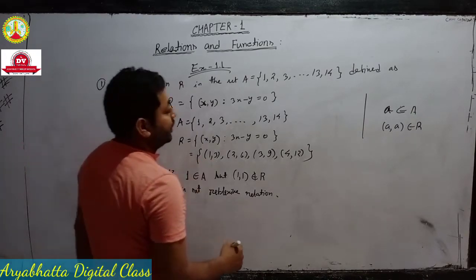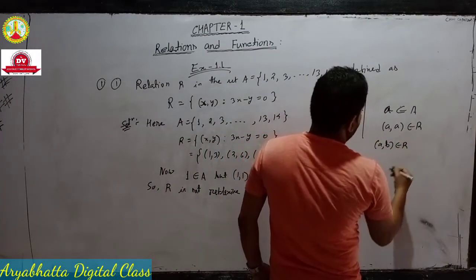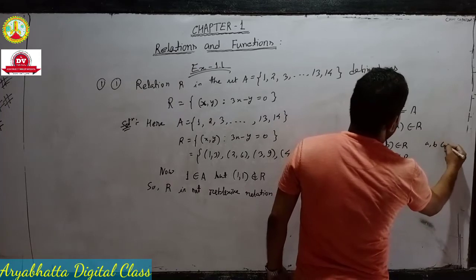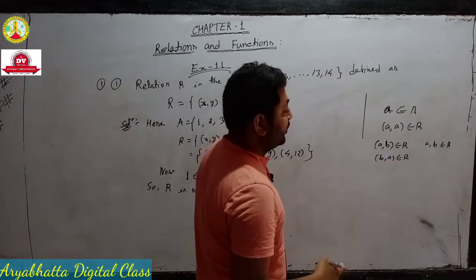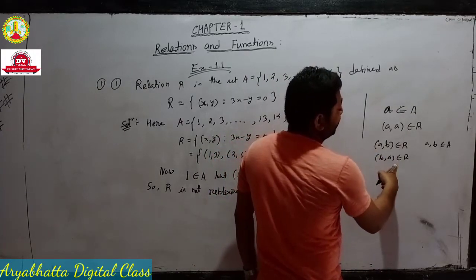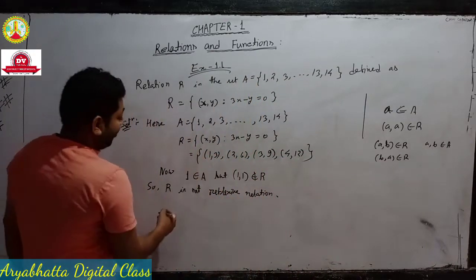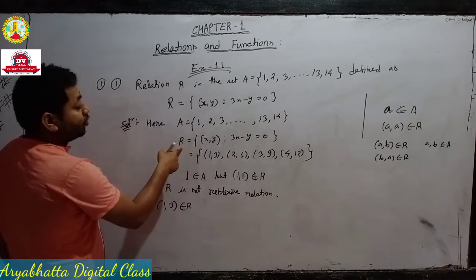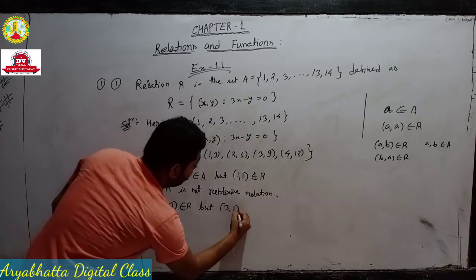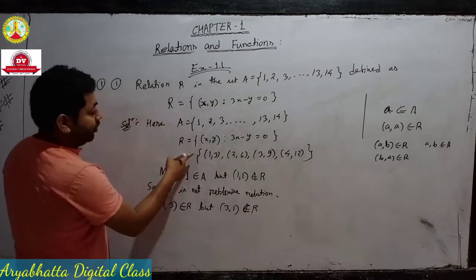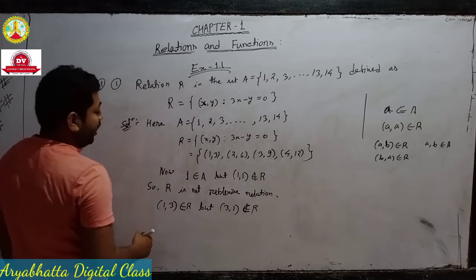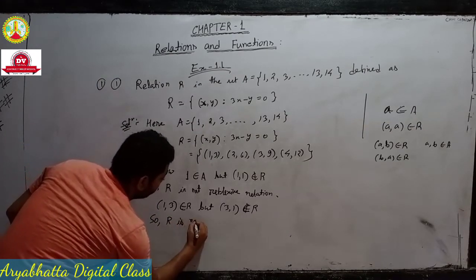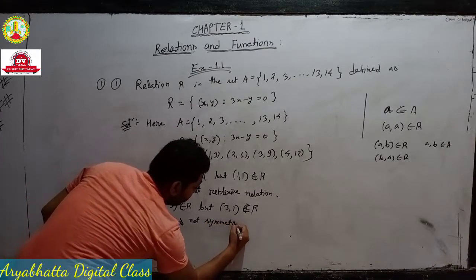Next, (1, 3). We know that a relation R is said to be a symmetric relation if (a, b) belongs to R implies (b, a) belongs to R, where a, b belong to set A. Here (1, 3) belongs to R, but (3, 1) does not belong to R. Therefore, R is not a symmetric relation.